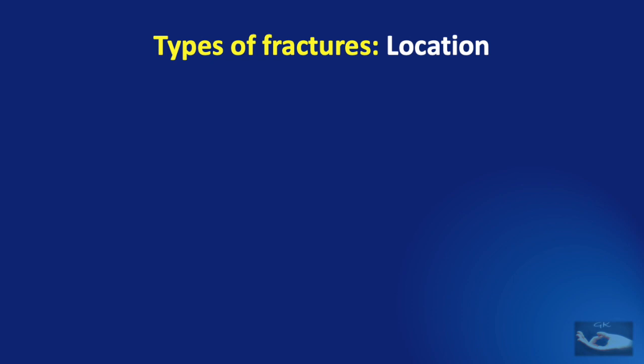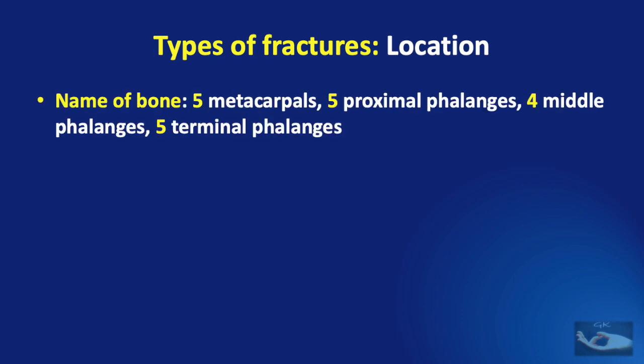Based on the location of the fracture, it could be in any of the bones. As far as the hand is concerned, it could be in any of the 5 metacarpals, 5 proximal phalanges, 4 middle phalanges and 5 terminal phalanges. It could involve either the right hand or the left hand. And in the particular bone, it could involve any of the parts.